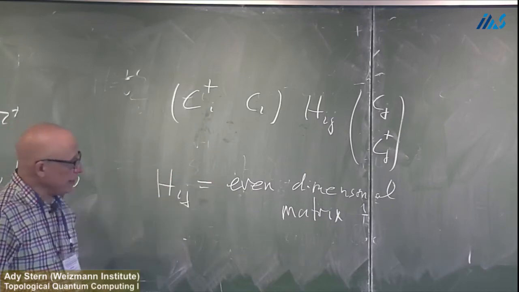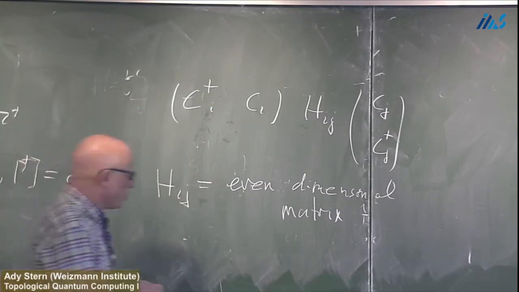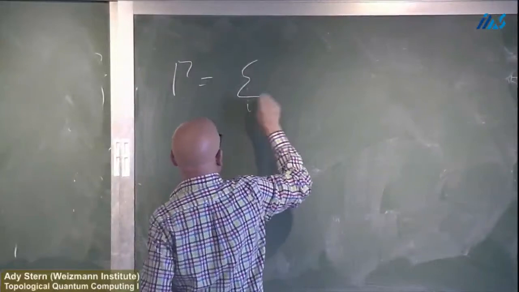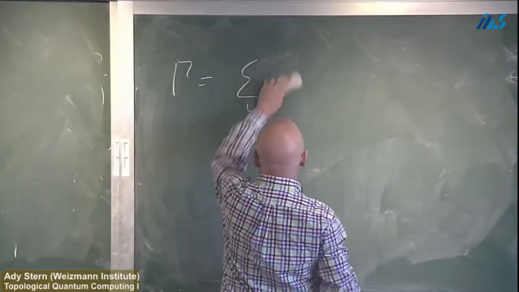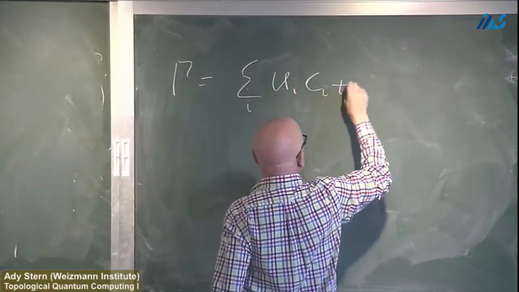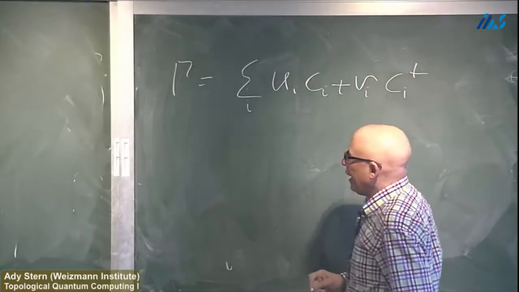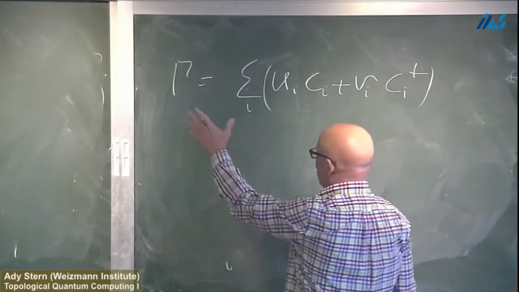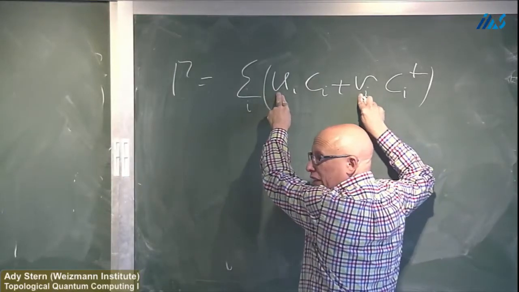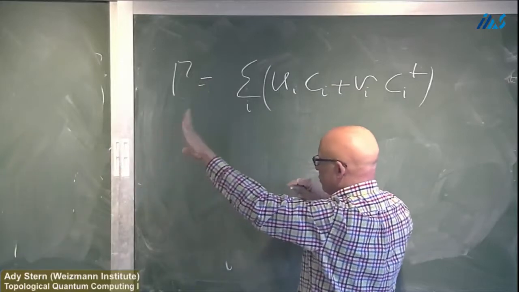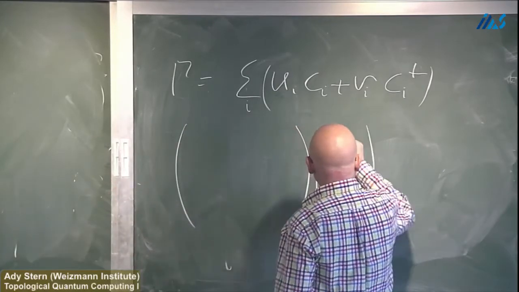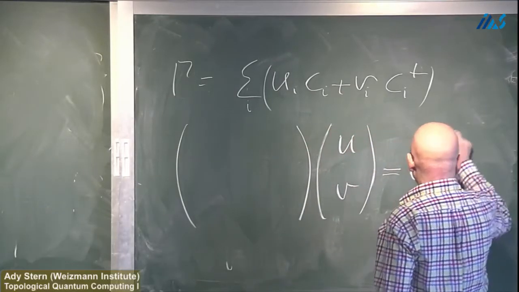So this is an even dimensional matrix, and the most general operator that we can think of for this gamma, at least the most general single particle operator, will be a sum over I of, to follow the BCS notation, U I C I plus V I C I dagger. And solving this equation of the commutator of the Hamiltonian being proportional to the energy and so on amounts to solving what U and V are. And when you substitute this into that equation, make sure you have all the signs correctly, what you find is that you need to multiply this Hamiltonian H I J by the vector U, V, and get the energy times U and V.